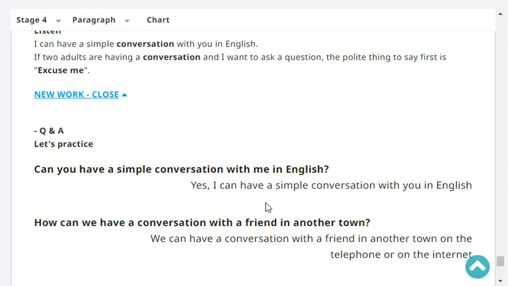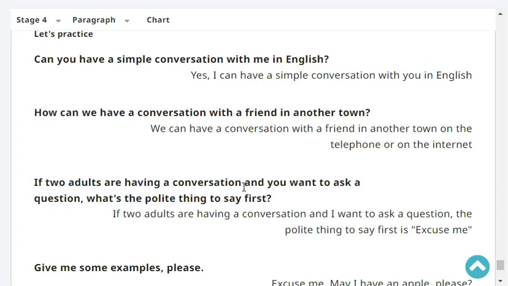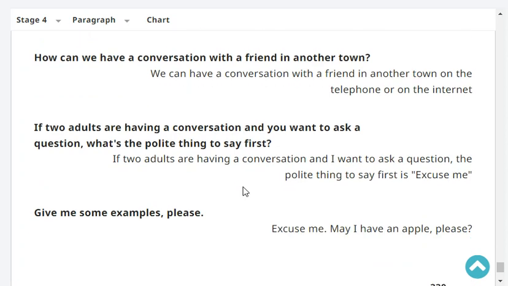How can we have a conversation with a friend in another town? We can have a conversation with a friend in another town on the telephone or on the internet. Very good.